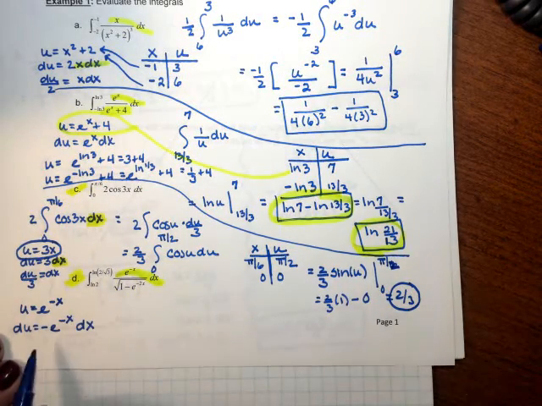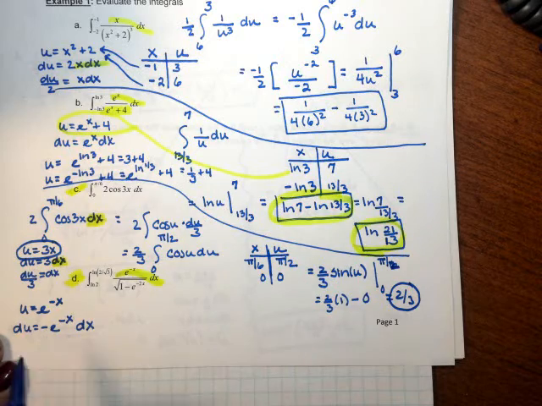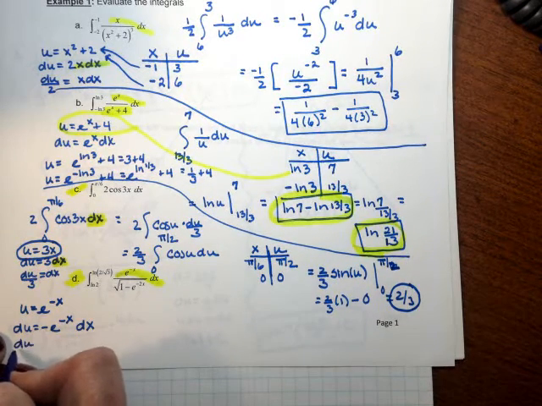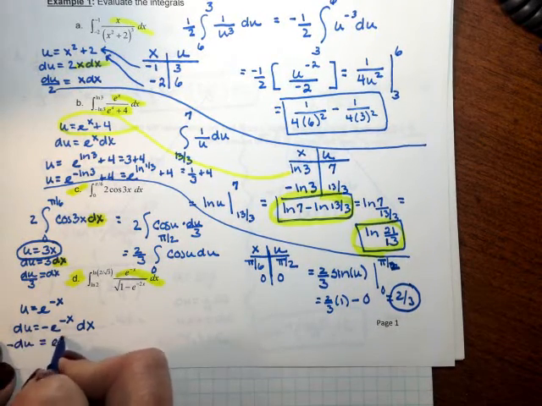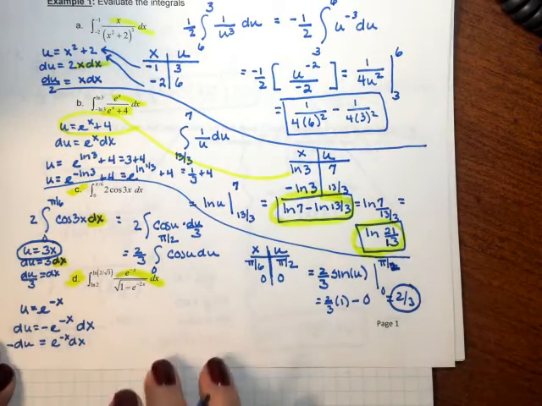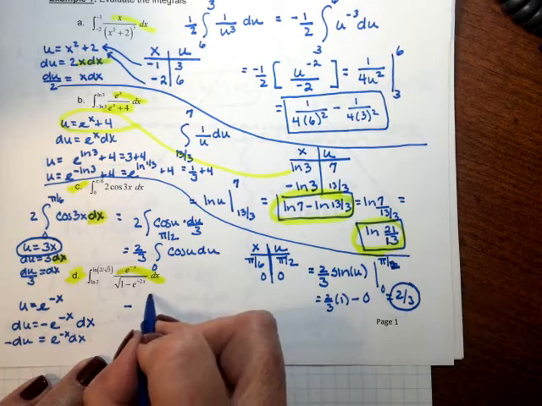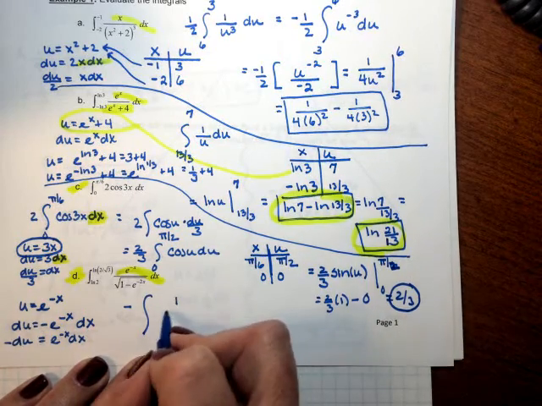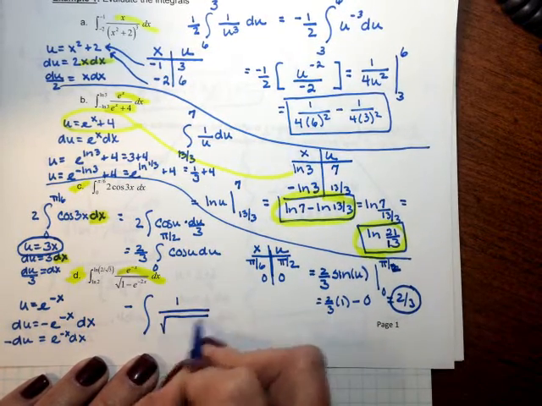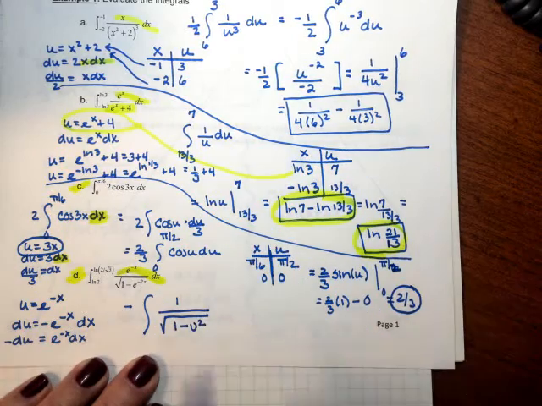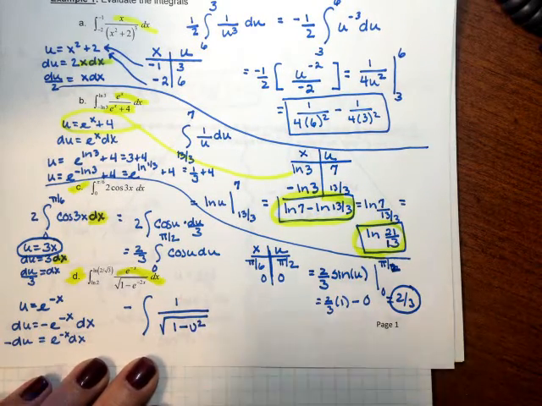So I am going to have to divide out a negative, so negative du is equal to e to the negative x dx. So I can rewrite this integral as my negative. Again, I have that 1 over the square root of 1 minus u squared du.